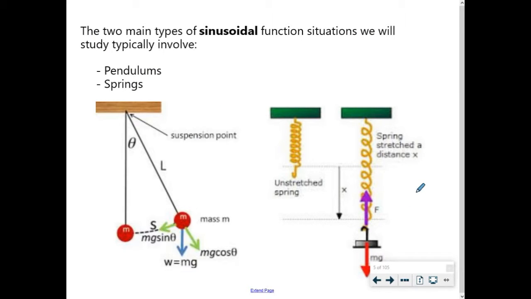Here are the two main types of devices we're going to talk about in our physics class. One is a pendulum, and I don't really need to describe pendulums too much, because most kids understand pendulums are going to go back and forth forever, at least until friction slows them down. The other thing that's sinusoidal, though, is a spring.